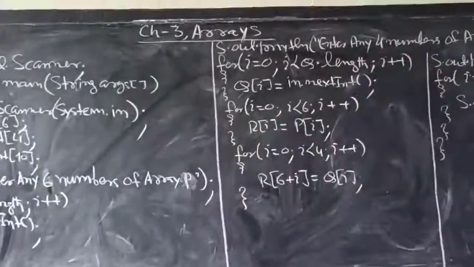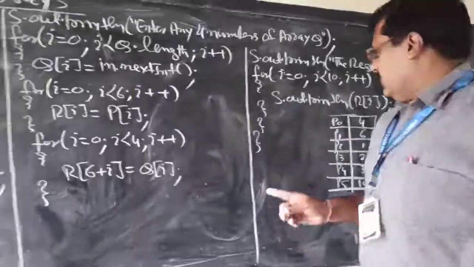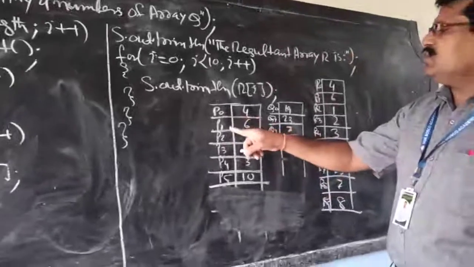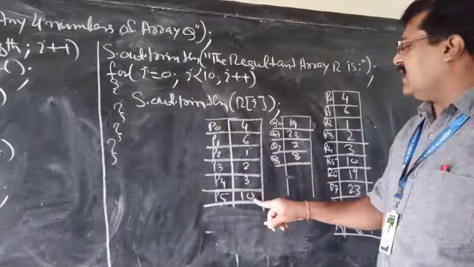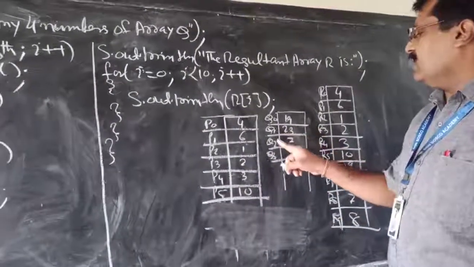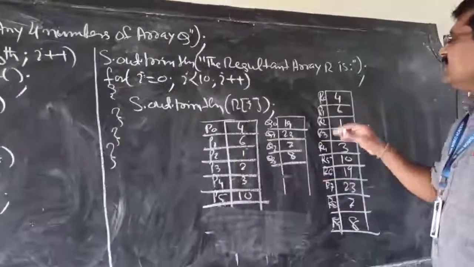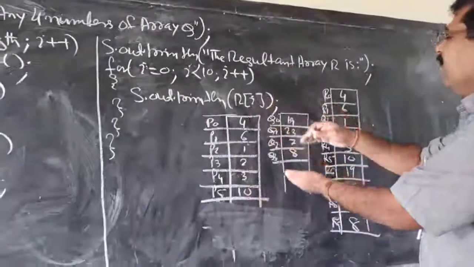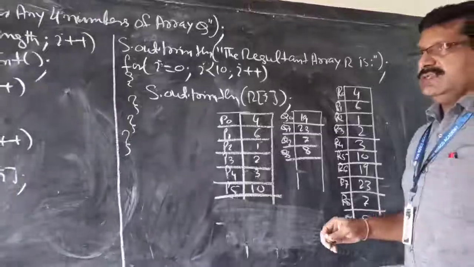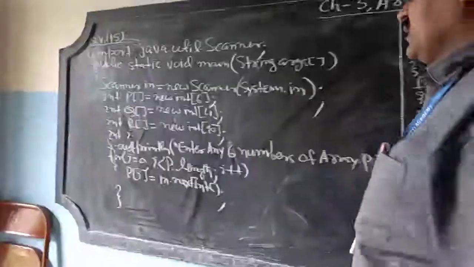Now see, this is the array P: P0, P1, P2, P3, P4, P5 with values 4, 6, 1, 2, 3, 10. Then Q0, Q1, Q2, Q3, and this is the resultant array which has all the elements of array P and all the elements of array Q. Now let us begin the program.